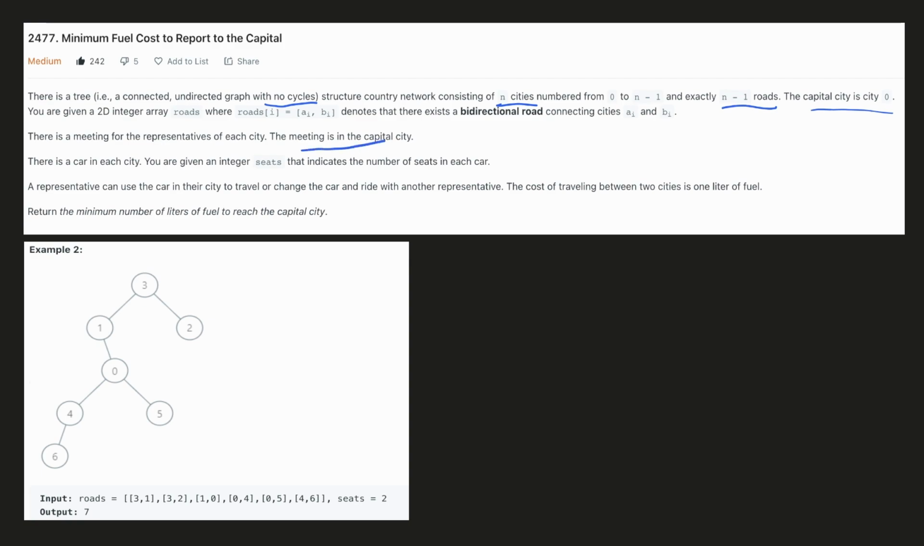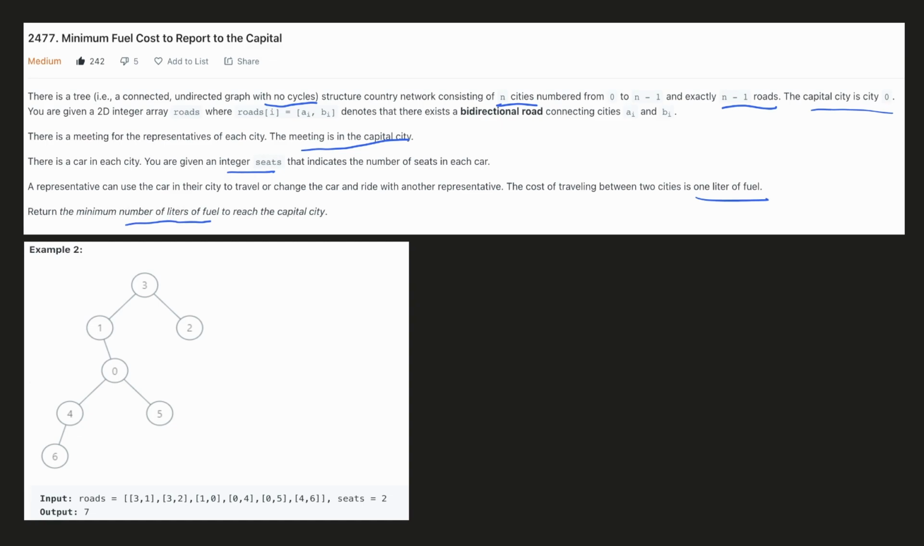There is a meeting happening in the capital city, and from each city people have to go to the capital city 0 using cars. We are given the maximum number of people that can sit in a car. And the cost of traveling between two cities is 1 liter of fuel. And we have to return the minimum liters of fuel that will be consumed.